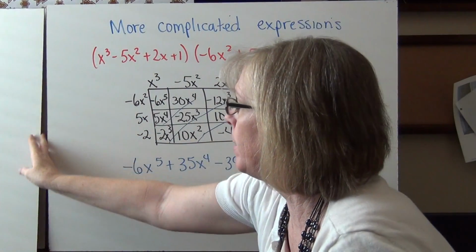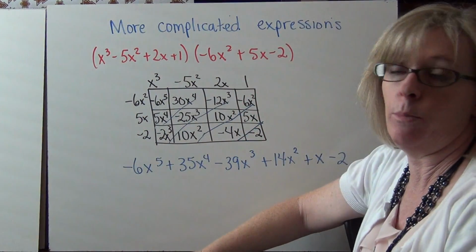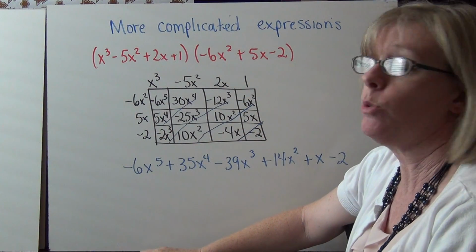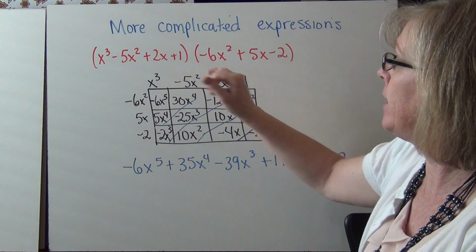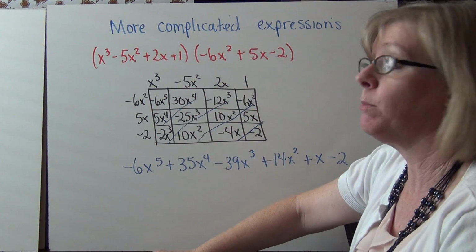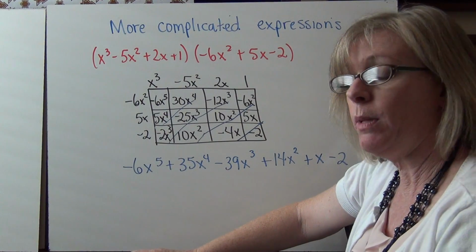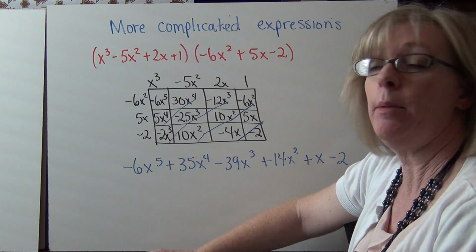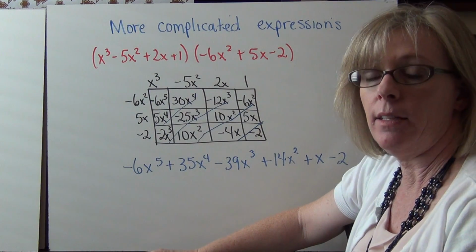So let's talk about a couple of more complicated polynomials. Now I have x to the third minus 5x squared plus 2x plus 1. And then the other one is negative 6x squared plus 5x minus 2. I need to multiply these two together. Now it might get a little bit more complicated. Maybe the area model will help me keep track of what I'm doing.